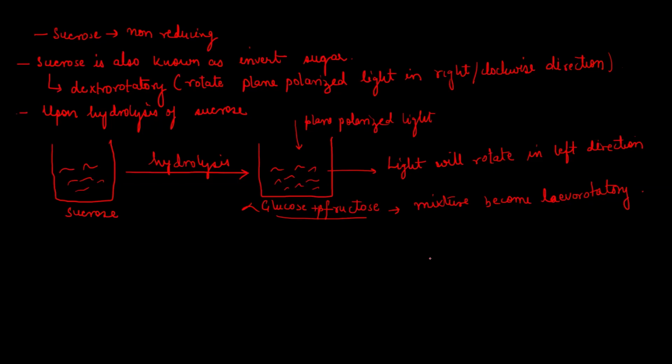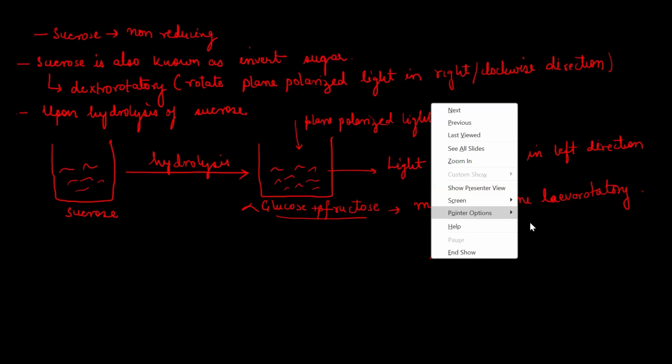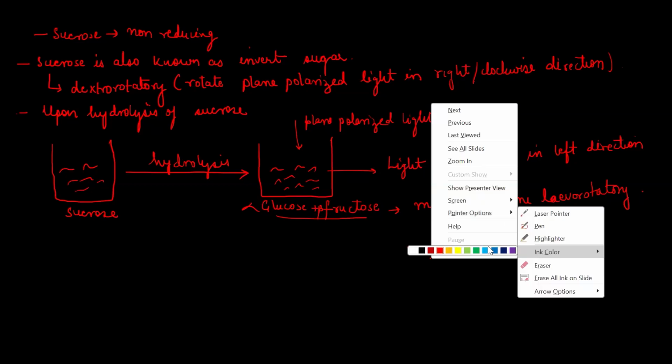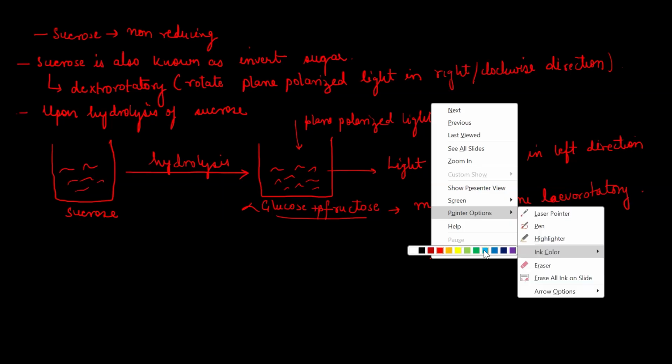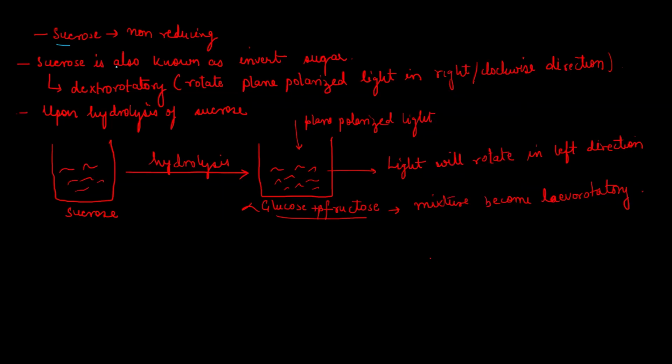Okay. So this is about the most commonly used monosaccharides and disaccharides. But apart from this, let's see two more. Sucrose is one non-reducing sugar, but there are certain other non-reducing sugars. The majority of sugars are reducing in nature, but there are certain non-reducing ones. One example is sucrose. The second example is trehalose.